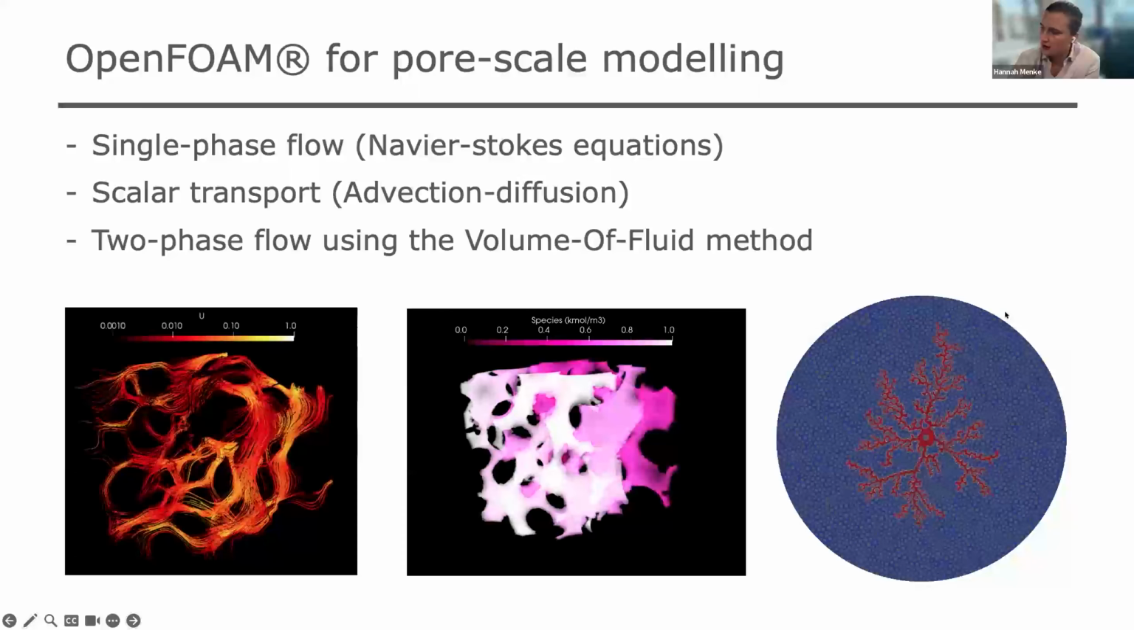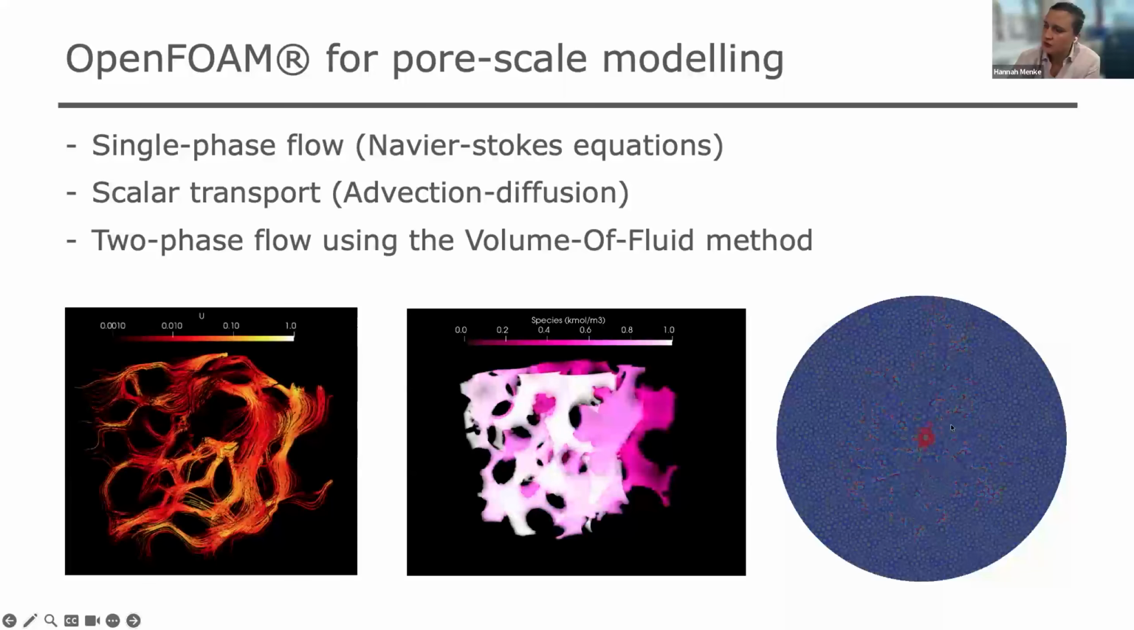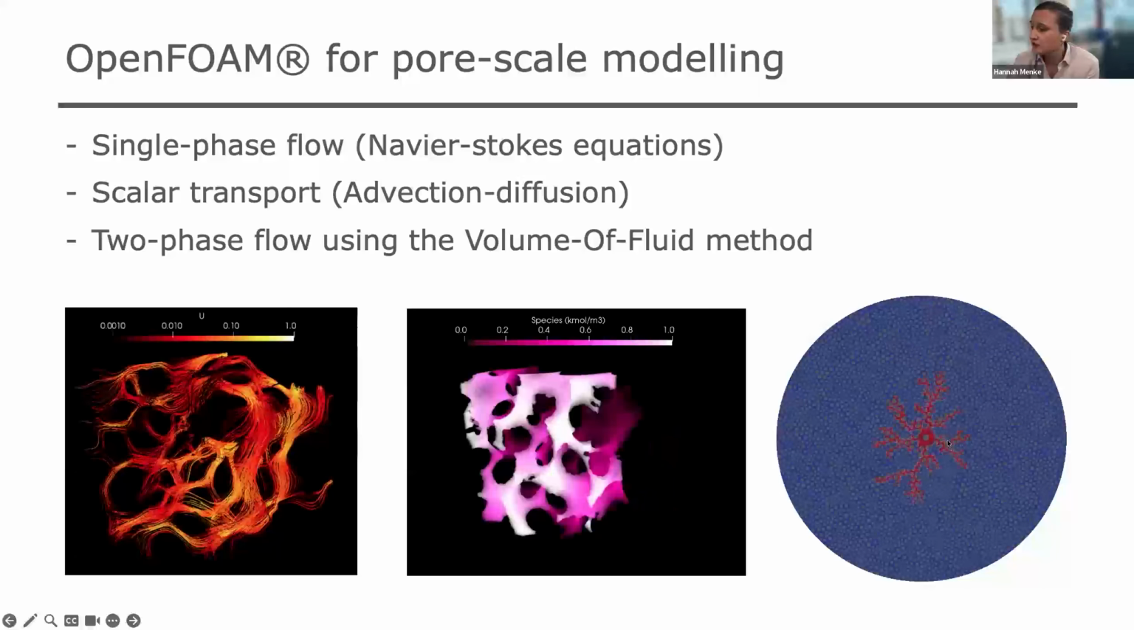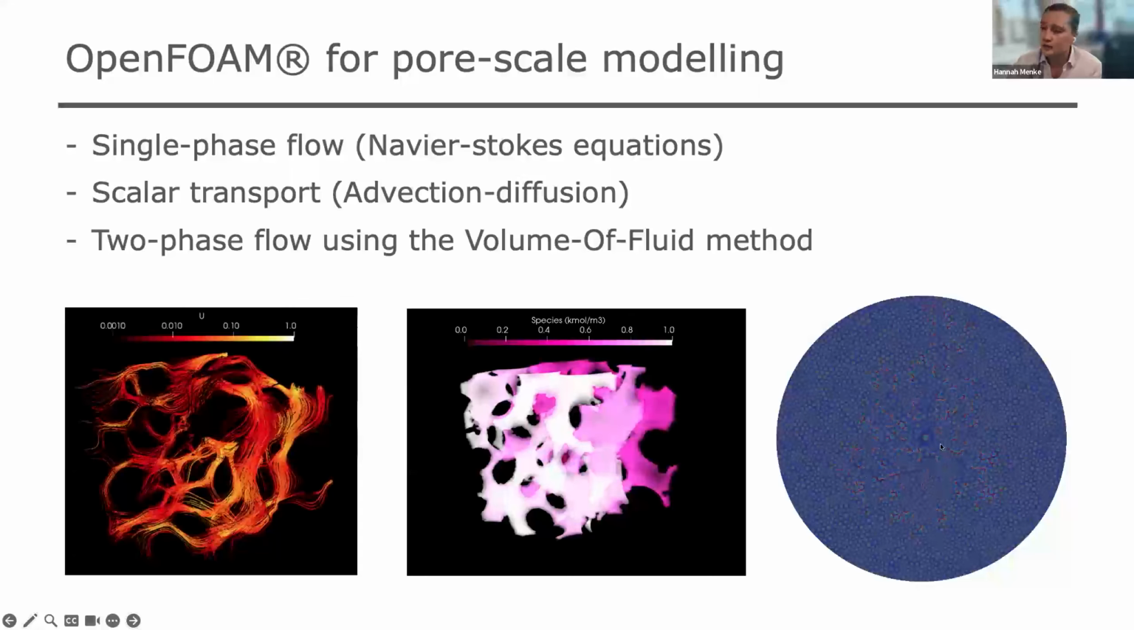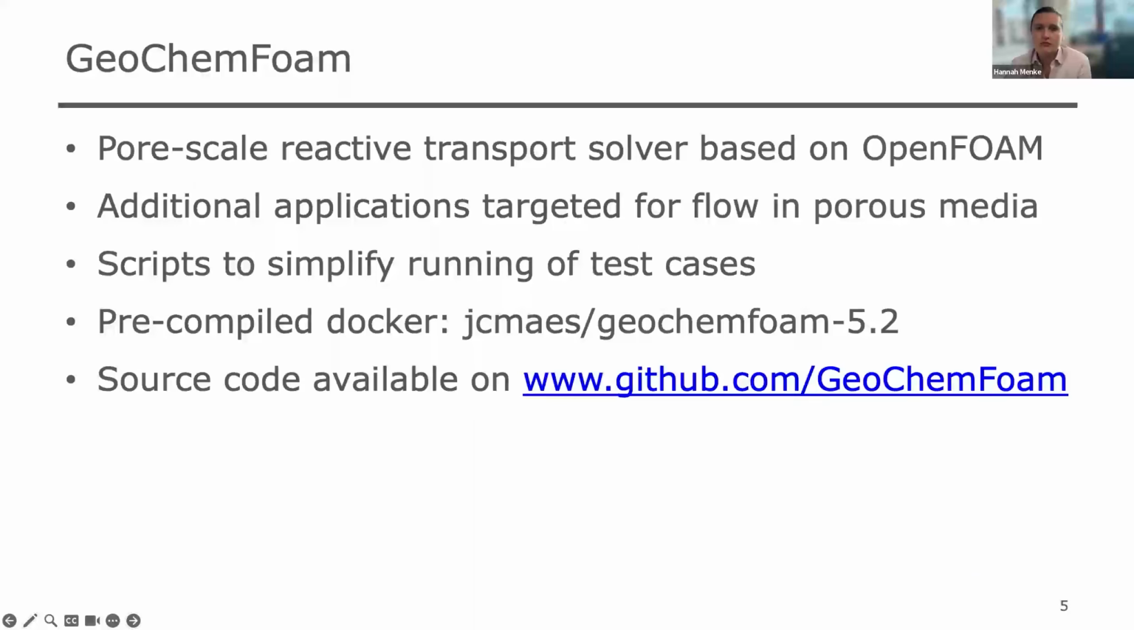And then here, this is the second tutorial. It's injection of a non-wetting phase into a micromodel. It's a numerical model, so you can give it whatever properties you want, but in this case it's oil injected into a water-filled micromodel, and you can see how it spreads.